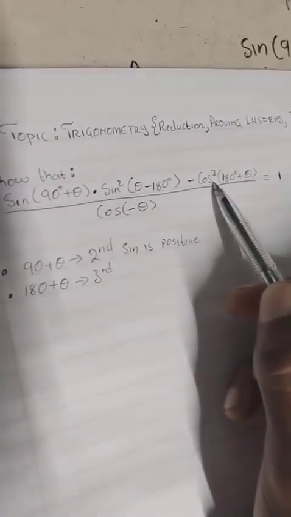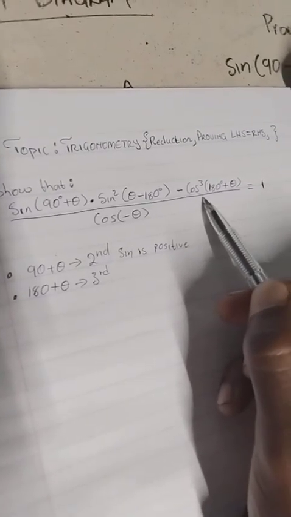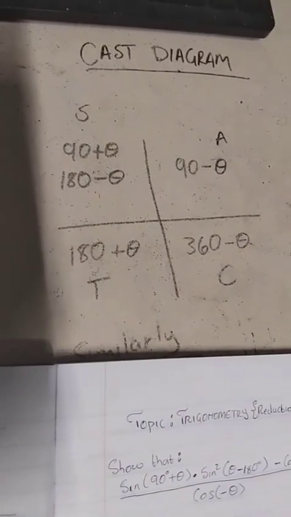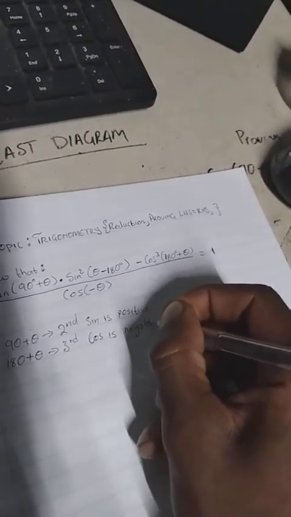Which quadrant is this one? The third. This one is going to be third. And how is our cos on the third quadrant? Remember, we still have our CAST diagram. Cos is negative.